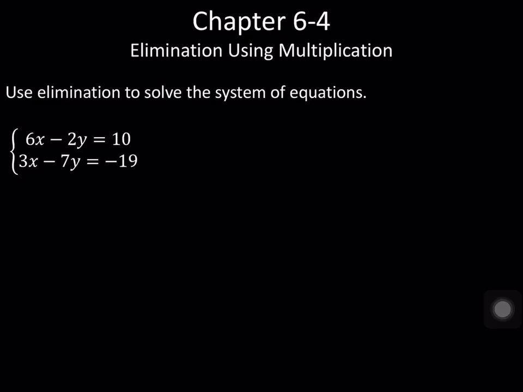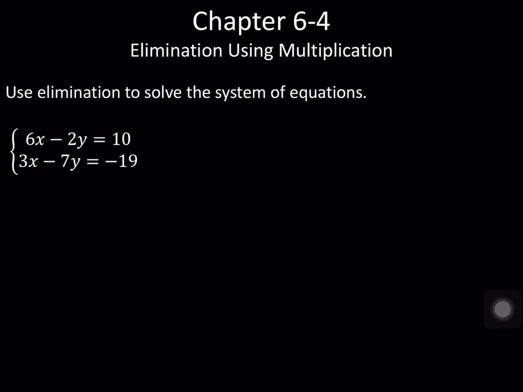All right. So 6x minus 2y equals 10. 3x minus 7y equals negative 19. I don't have coefficients that are opposite, and so I have to decide what I'm going to multiply which equation by to get something to match up. This is one of those things you eventually have to kind of feel and just see what happens.